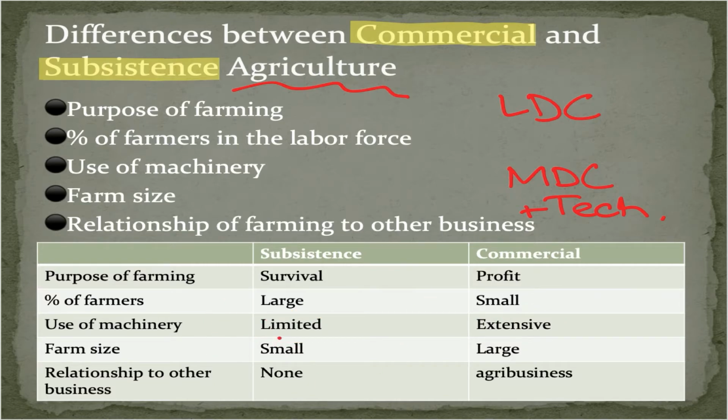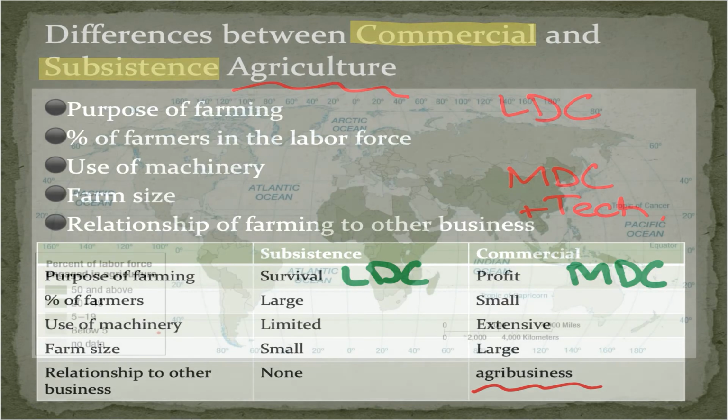Same with the farm size. So if you have a small plot of land, you're usually in a less developed country. And in commercial, you're probably dealing with a larger plot of land. And so relationships to other business, this specifically applies to commercial. We're looking at agribusiness. So remember, you want to correlate subsistence with LDCs and commercial with MDCs.